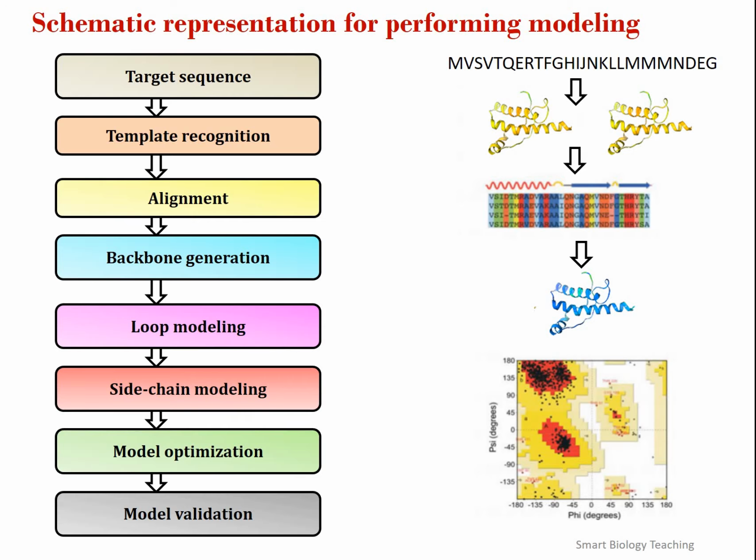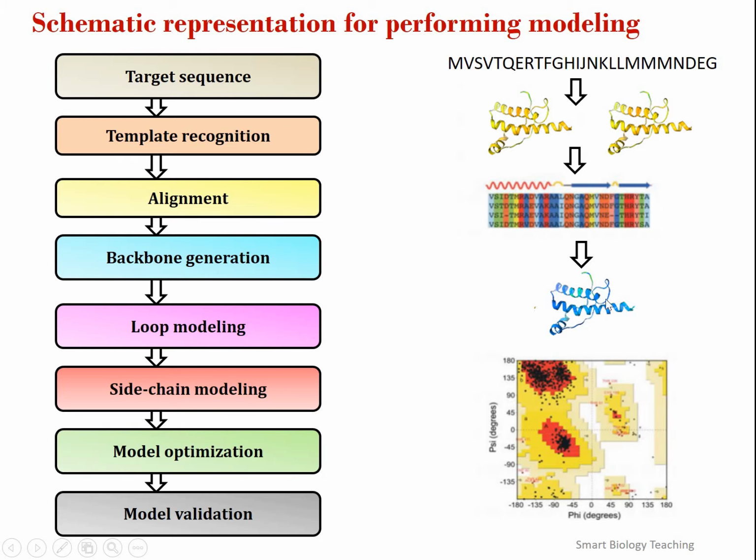So this is the schematic representation for performing modeling. First step is you have your target sequence. This is your unknown sequence. Then you have your template to be recognized from the protein structure database, that is PDB, where this is your target sequence and this is your template being recognized. Then you align your target sequence and your template structure. So the sequences will be aligned and the backbone will be generated.